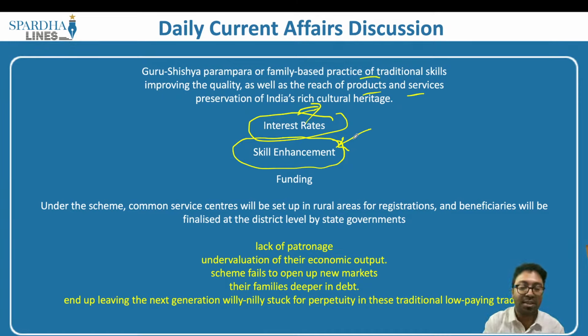Under this particular scheme, how is the registration process? Under the scheme, common service centers will be set up in rural areas for registrations and beneficiaries will be finalized at the district level by the state governments. So the registration can be done at the common service centers at the rural level.